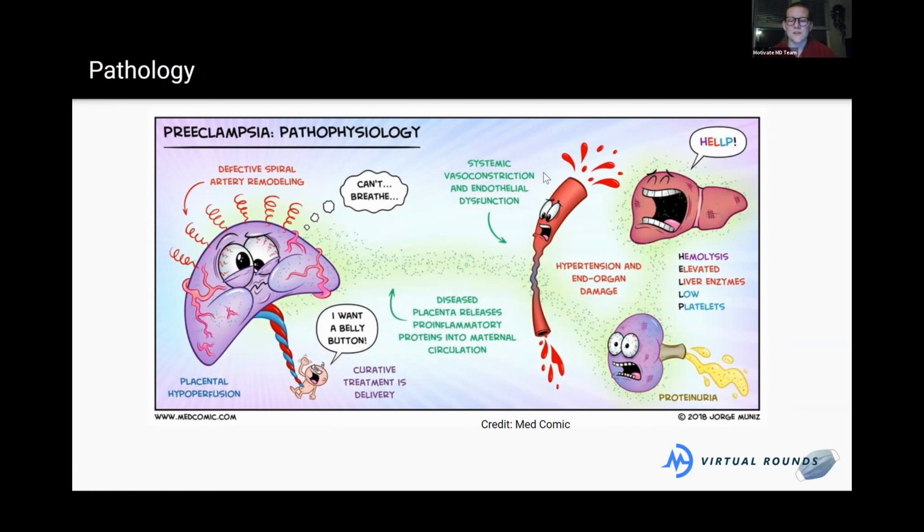We'll go through this in a little bit more detail, but we're looking at this placenta that looks like it's holding its breath and, you know, not getting very much blood. And we have on the mom's side this blood vessel that's really constricted, and the kidneys and the liver are crying out for help. So we'll go through those in a little bit more detail in a couple of minutes, but I just thought maybe this would help to stick it in your mind.